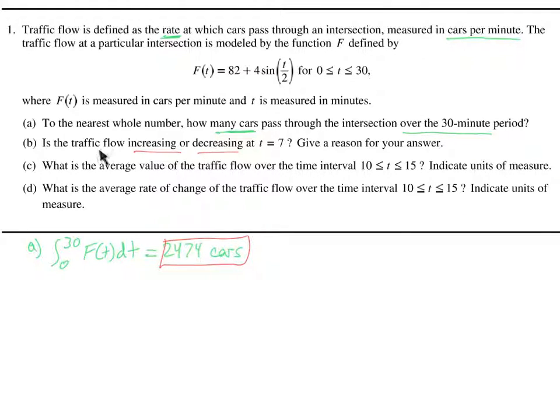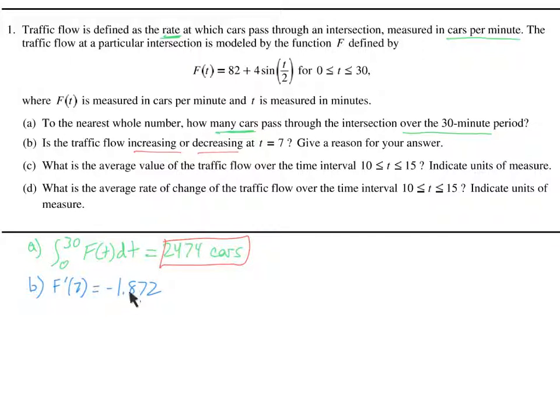And traffic flow is the rate function. So aren't I going to be taking the derivative of the rate function? At 7. So for B here, we are simply finding the rate at 7. And what you'll get when you do that on your calculator is you'll get negative 1.872. So how does that help us?